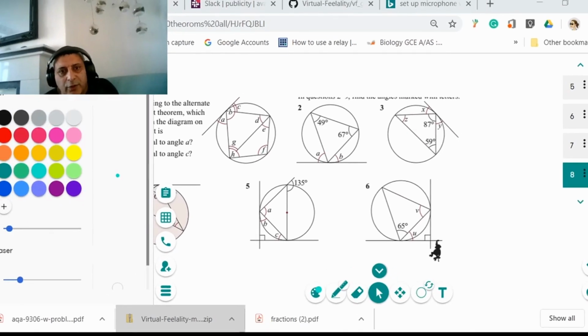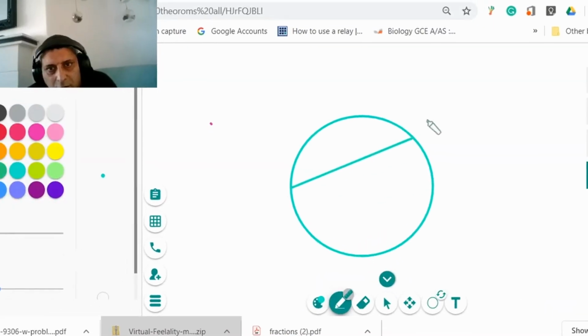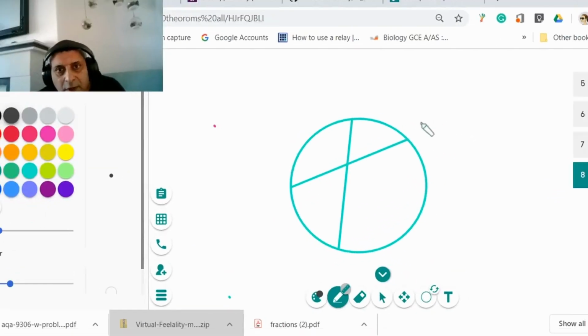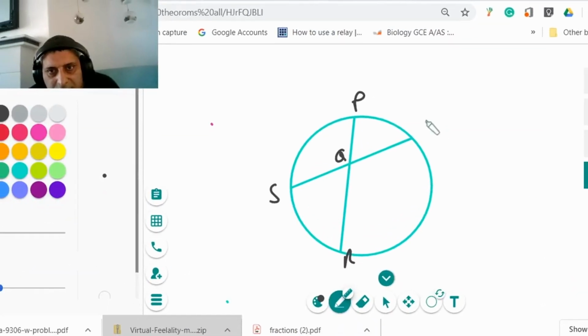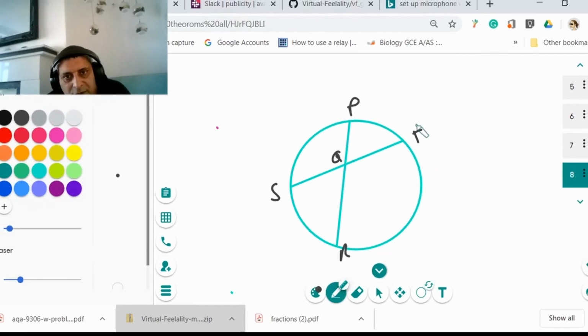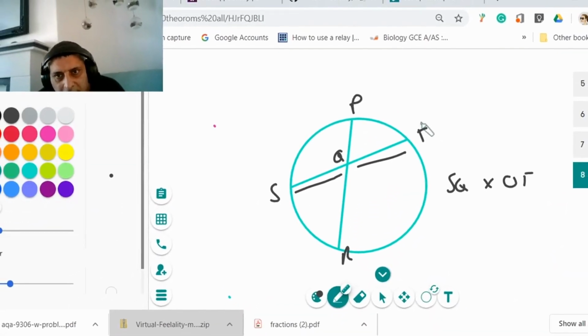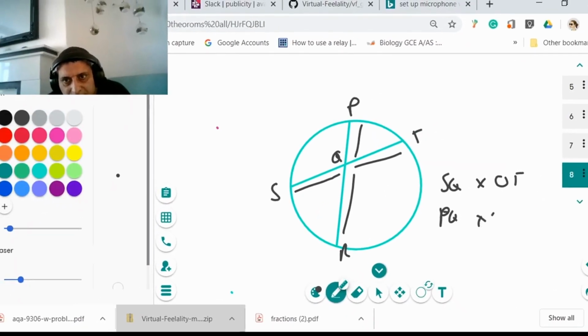Okay, so the next circle theorem. What we have is a chord crossing another chord, and we're going to label them in black. So we're going to call this P, Q, R, S, T. The rule's really simple. SQ times QT is equal to PQ times QR.